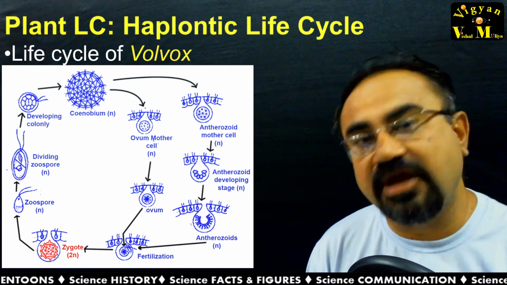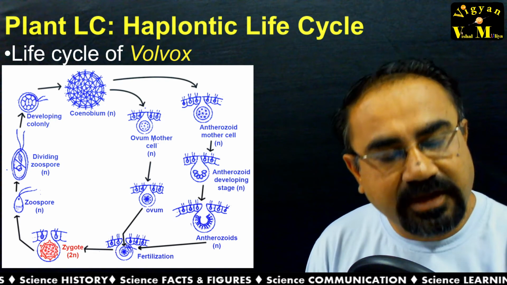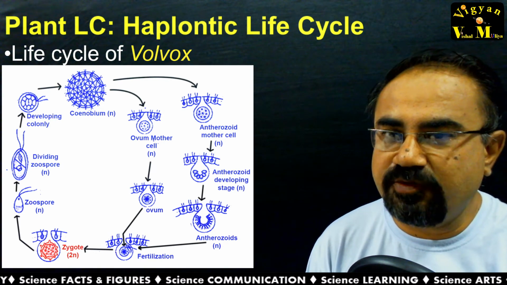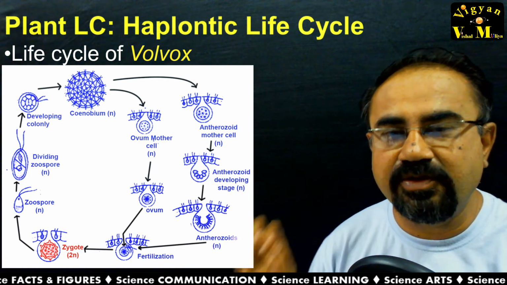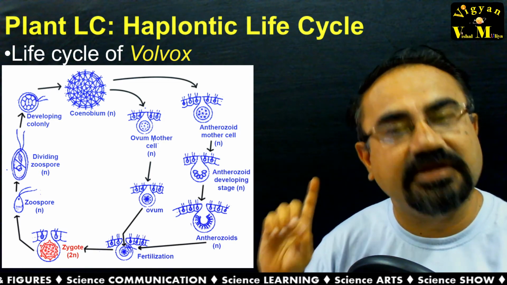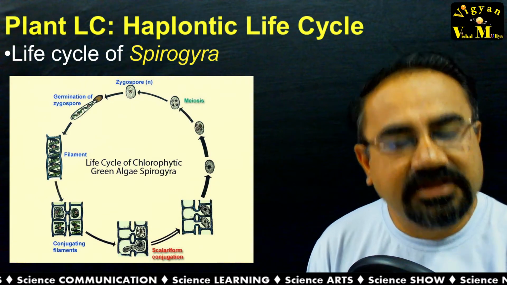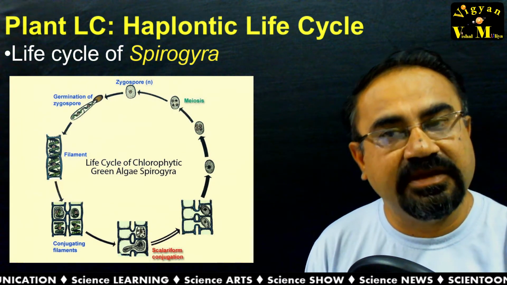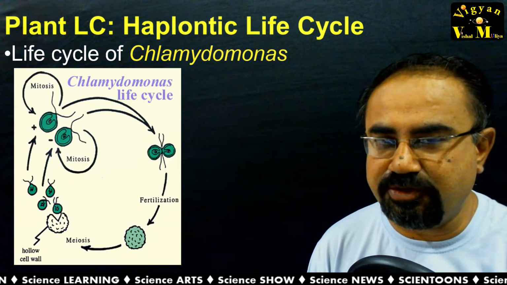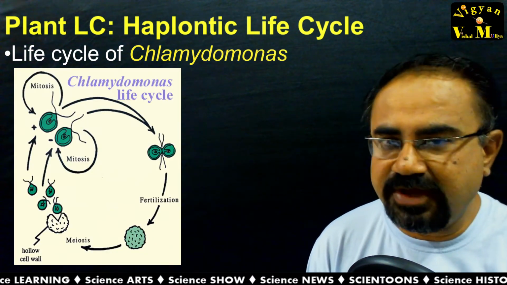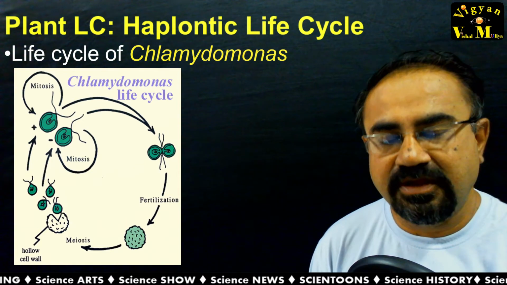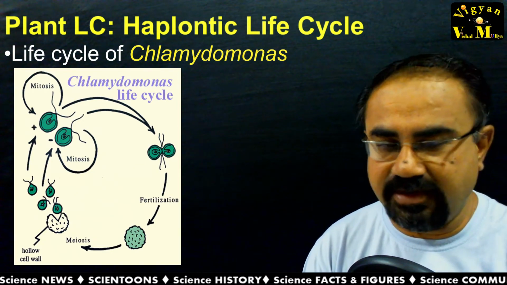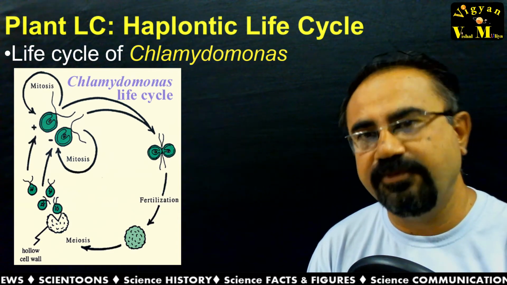So this is how the dominating one is the haploid condition, while the sporophytic condition is represented by only the zygote, which is having one cell. A similar kind of life cycle is there in Spirogyra and in some members of Chlamydomonas. In the videos where we are going to discuss the details, you will find it in the NEET level videos coming very soon.